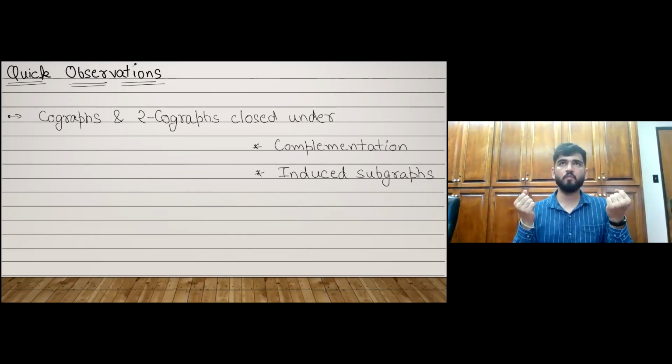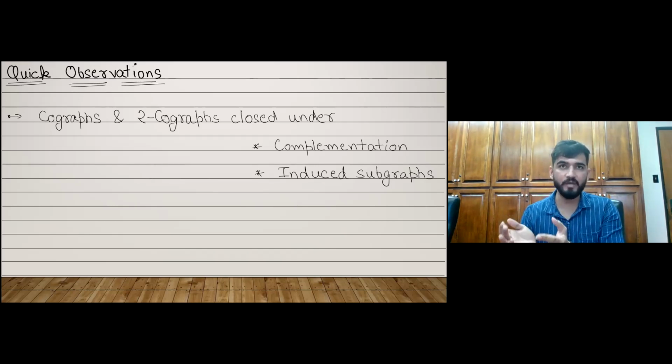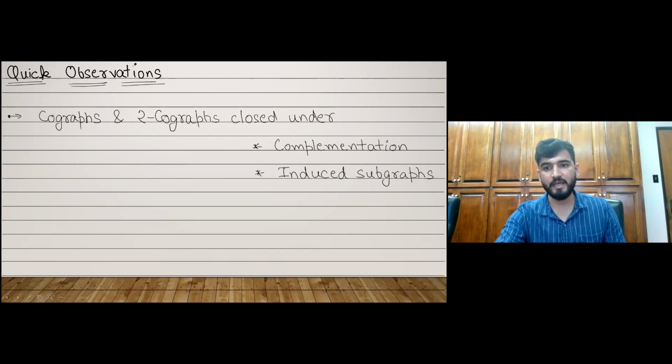Now, for cographs, the definition in terms of induced subgraphs was that for every induced subgraph H you pick, either H or H complement is disconnected. Both cannot be connected. And for two-cographs, H and H complement both cannot be two-connected. And that is true for all induced subgraphs. Now, this property is preserved under induced subgraphs. So that means that the classes of cographs and two-cographs are closed under taking induced subgraphs and complementation.